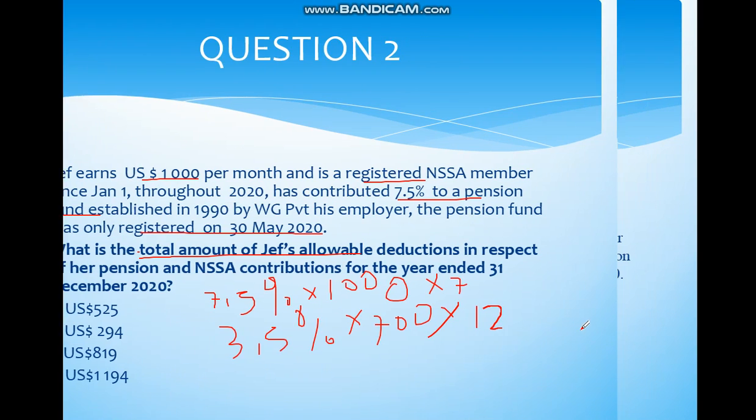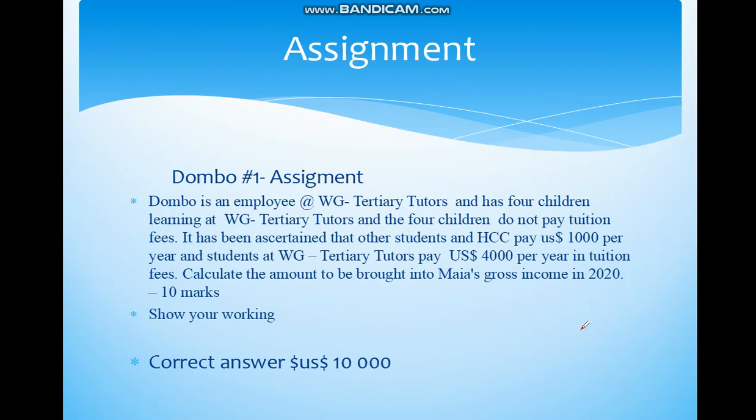Okay, let's move on to the last question that we have here, Dombo. That's an assignment that I'm giving you. Dombo is an employee at WG Tertiary Tutors, and he has 4 children. They are also learning at WG Tutors, and the 4 children do not pay tuition. That's a technical thing. It has been ascertained that other students at HCC pay $1,000 per year, and students at WG pay $4,000 per year. So the question is, calculate the amount to be brought into Dombo's gross income.